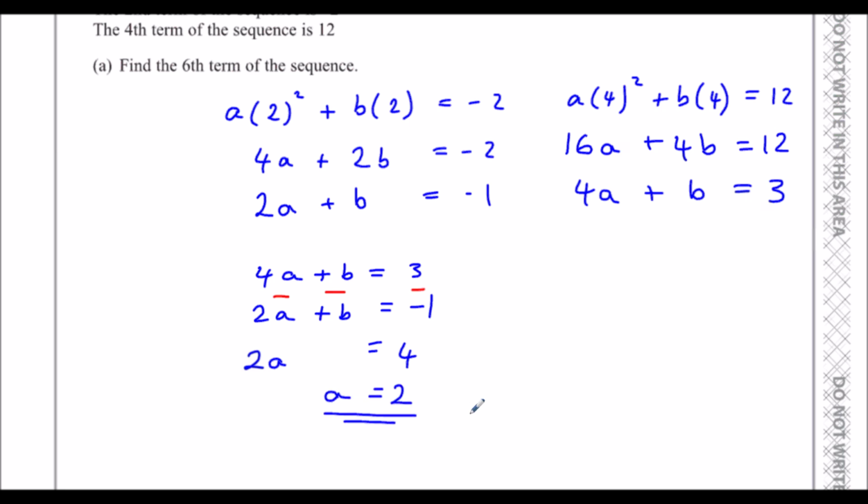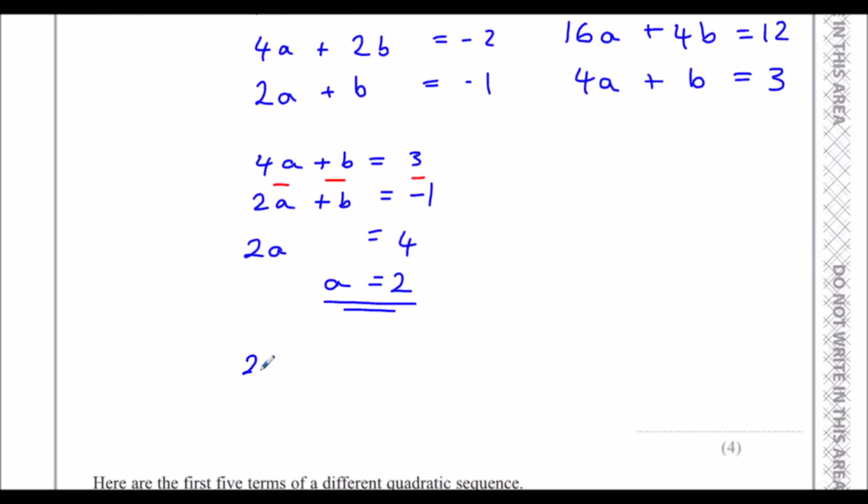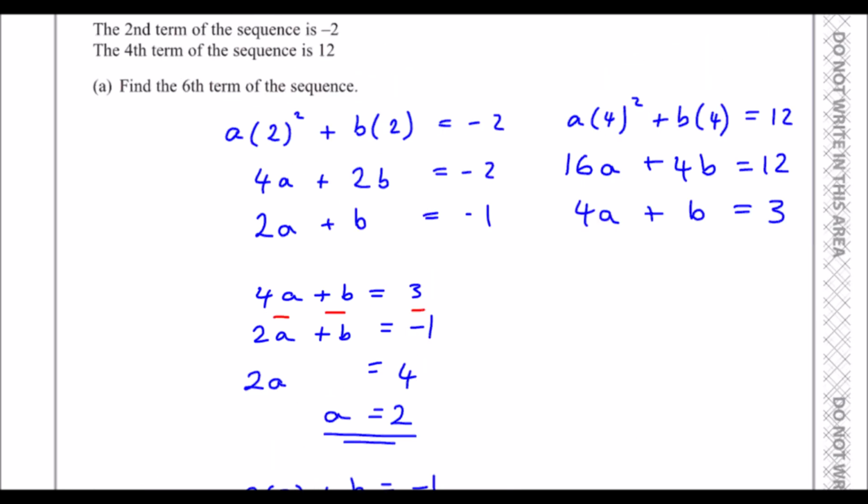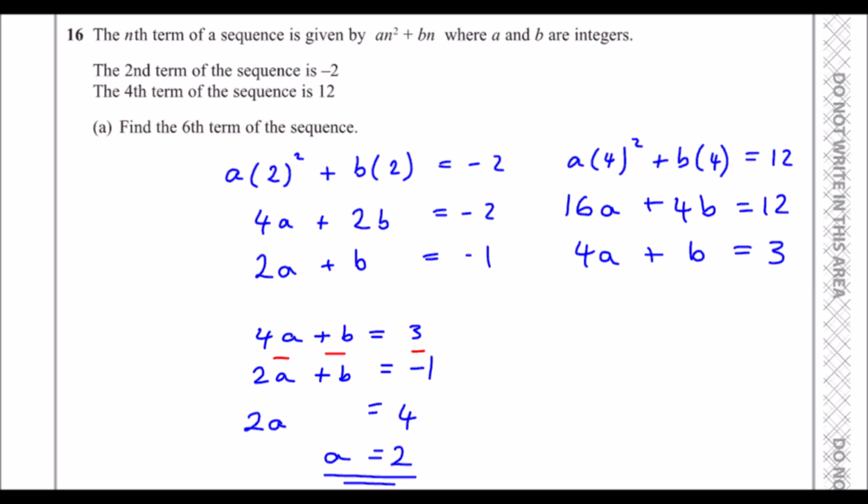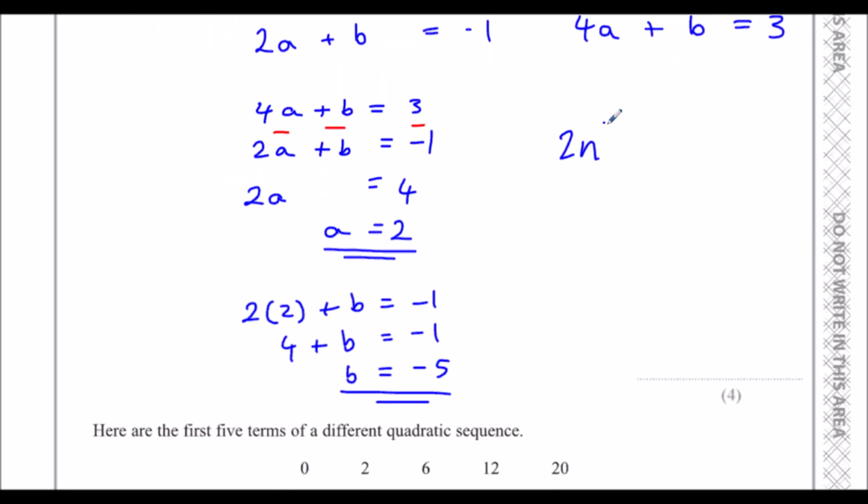a must be 2. And I'm going to substitute my 2 back into the second equation here. So I have 2 times 2. So changing a into 2 plus b equals negative 1. So 4 plus b equals negative 1. Subtracting 4 from both sides, b is negative 5. So that means it was an squared plus bn. So it's 2n squared minus 5n. So there's my equation. There's my nth term for the sequence.